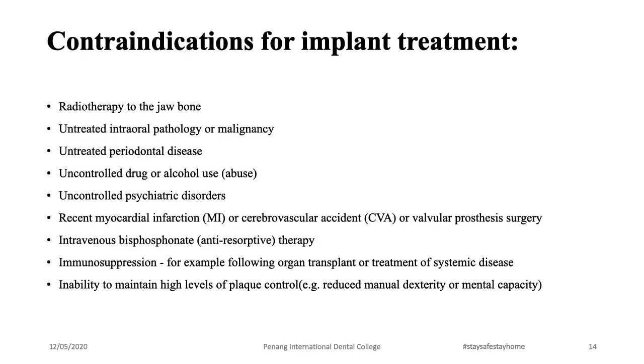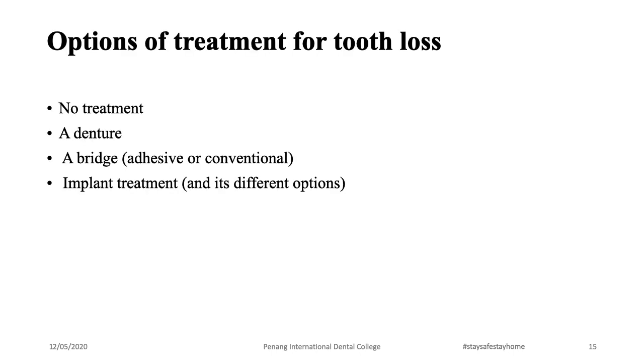Contraindications for implant treatment: radiotherapy, pathology or malignancies, periodontal diseases, drug and alcohol use, psychiatric disorders, recent myocardial infarctions or cerebrovascular accidents, valvular prosthesis surgery, intravenous bisphosphonates, immunosuppression, and inability to maintain high levels of plaque control. Dental implants are contraindicated in these cases. Options of treatment for tooth loss: as you know, we have dentures, fixed prostheses or bridges, conventional, cantilever or adhesive, and you also have implant treatment. Out of these three, implant is the best choice of treatment but cannot be given to all patients.